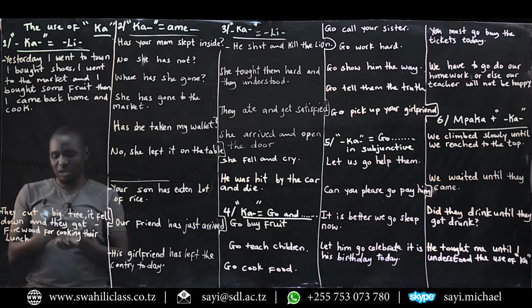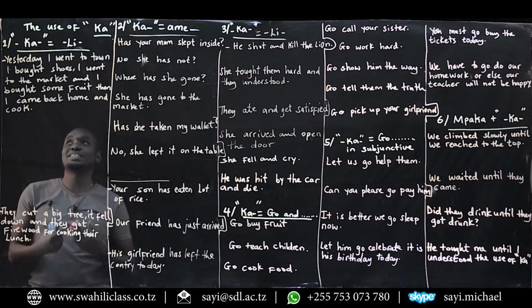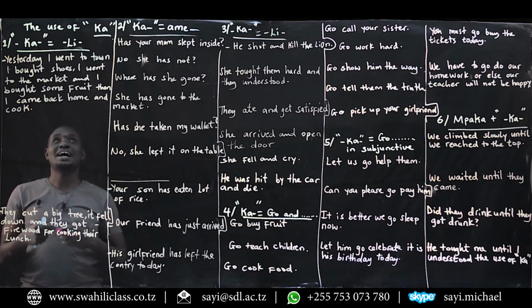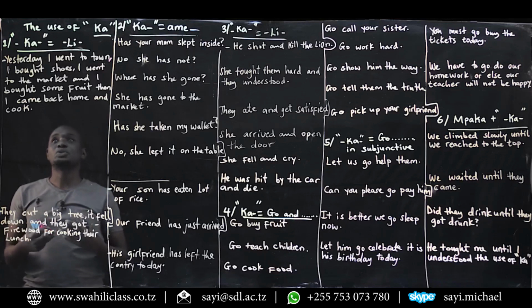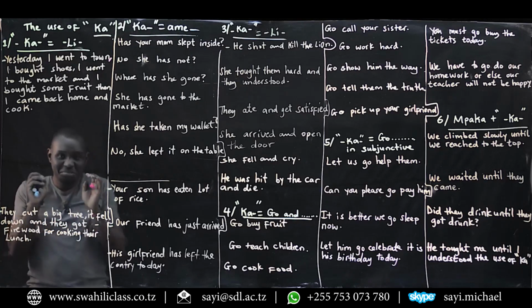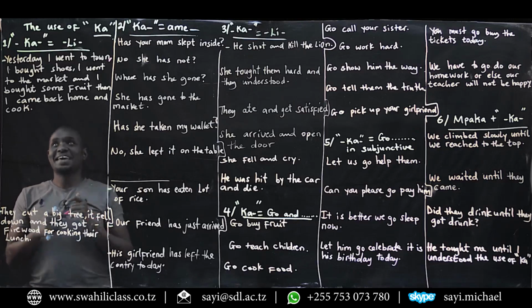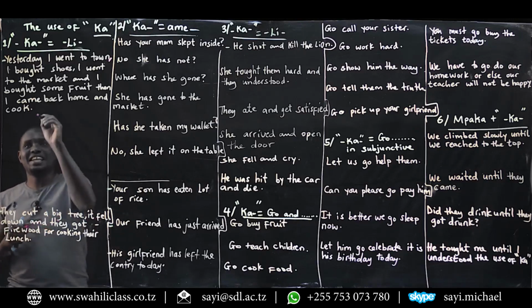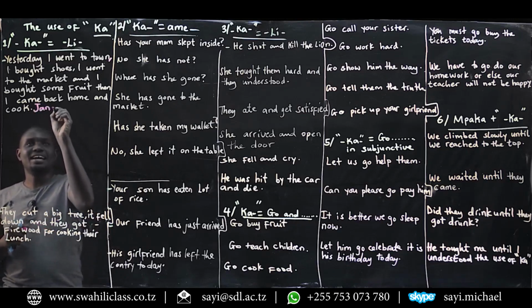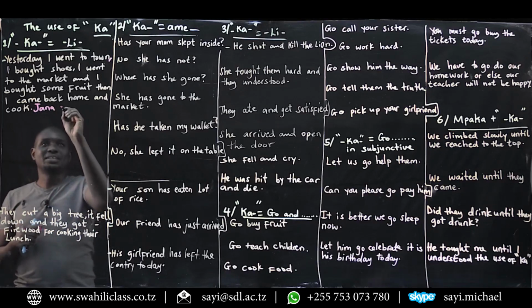Let's try to translate this one. Yesterday, I went to town. I bought shoes. I went to the market and I bought some fruit. Then I came back home and cooked. Simple story. Okay, how will you translate that one? So you say, yesterday, jana, I went to town.